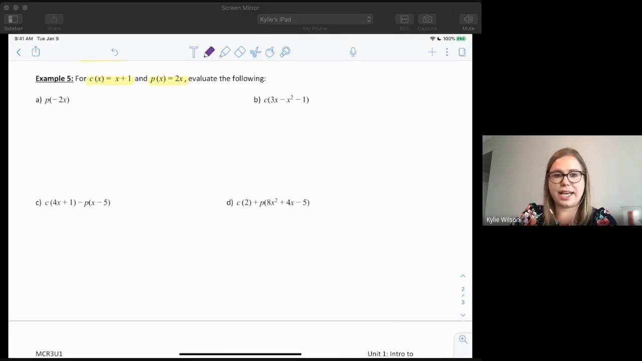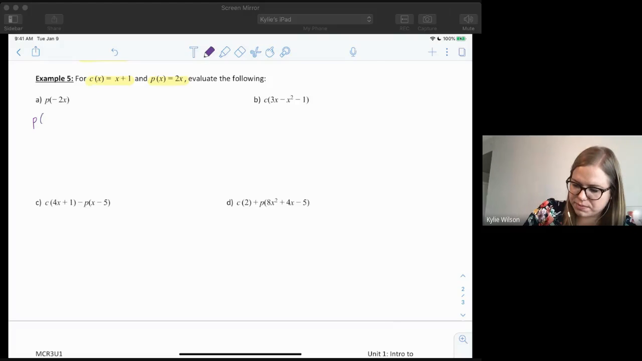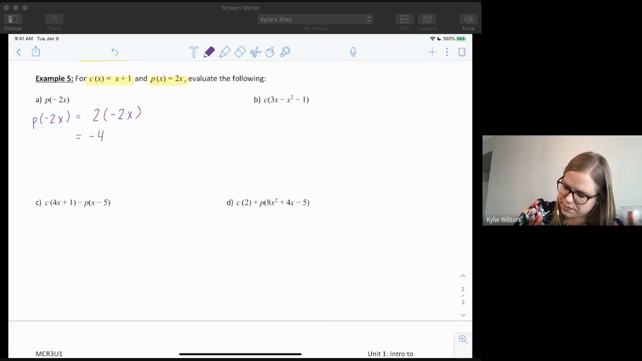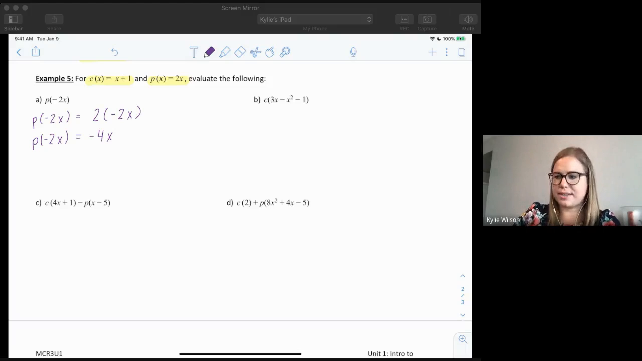So p at negative 2x. Instead of writing x in the equation, I'm going to write negative 2x. So we'll have 2 times negative 2x. And now I'm just going to simplify. So that will give me negative 4x. p at negative 2x equals negative 4x, and that is my final answer. So you absolutely can still have x's in your final answer. It happens all the time, especially if I have x's in that bracket.